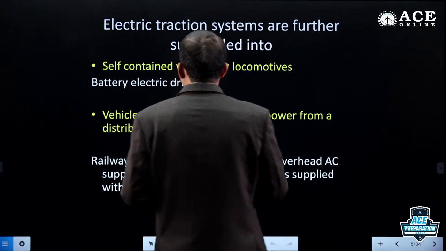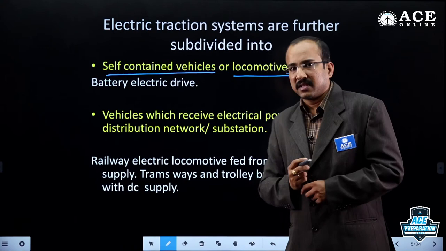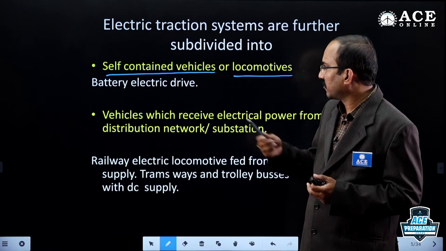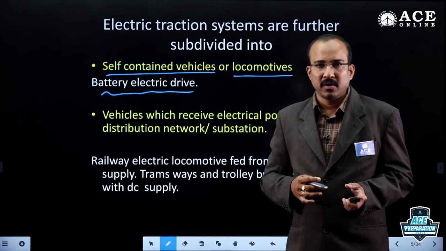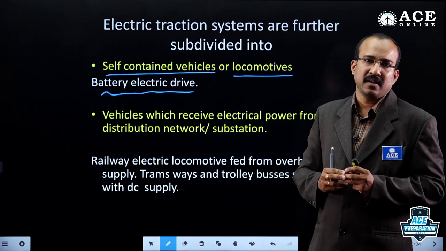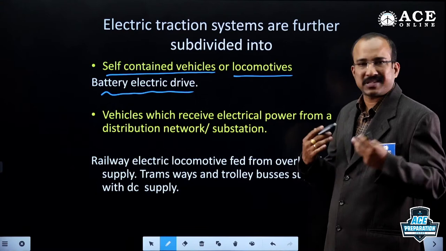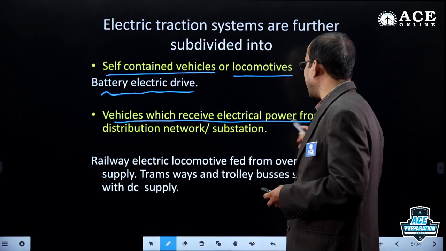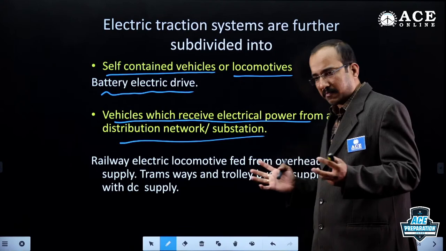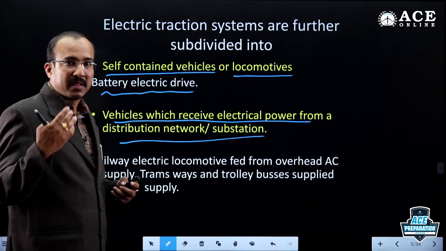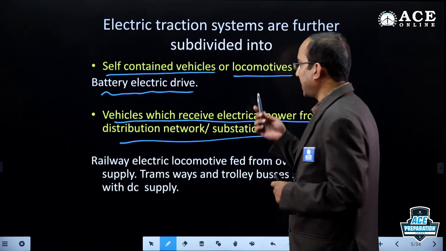One is self-contained vehicles or locomotives. Self-contained vehicles means they themselves have this configuration. An example is the battery electric drive, a battery-driven electric drive system. The battery will be within the body itself. The other configuration is vehicles which receive electric power from the distribution network or substation. If you observe electric trains, they receive power from the substations, so they come under this configuration. Battery electric drives come under the self-contained vehicles.